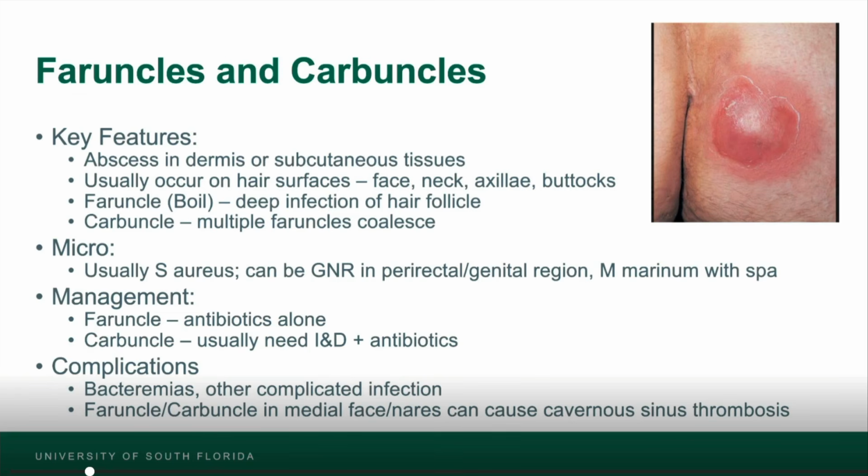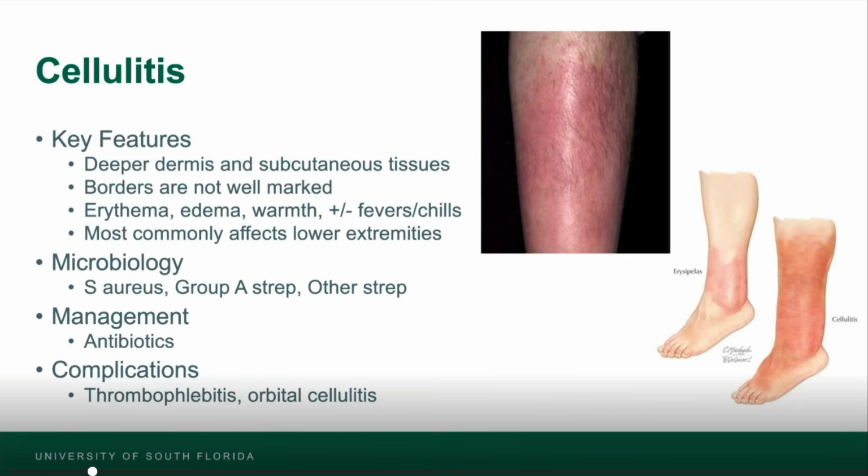For a furuncle, so just that boil, usually they're not as big, may not need I&D, antibiotics may be fine. Carbuncles, like the one in this picture, are going to need an I&D plus antibiotics to really get better. And obviously, if you leave an abscess or carbuncle untreated, it can develop into bacteremia and more complicated things. And there is an association that board review mentioned: if you have a carbuncle in the face area and it goes deep, it can cause a cavernous sinus thrombosis. So that's one of those associations to be aware of.